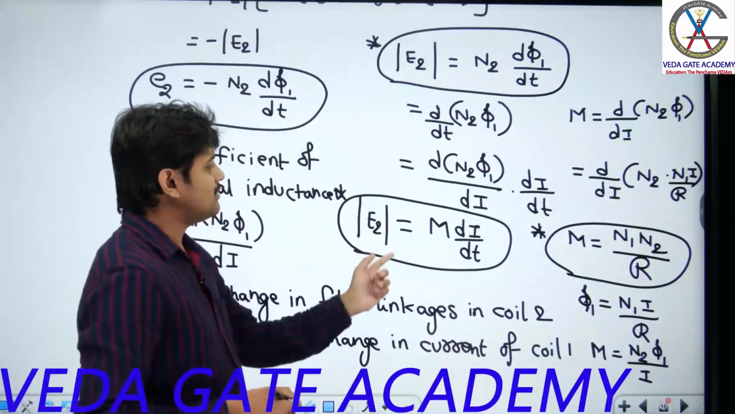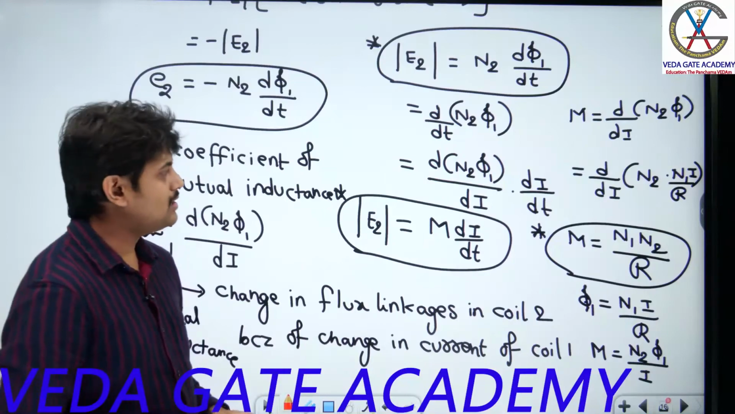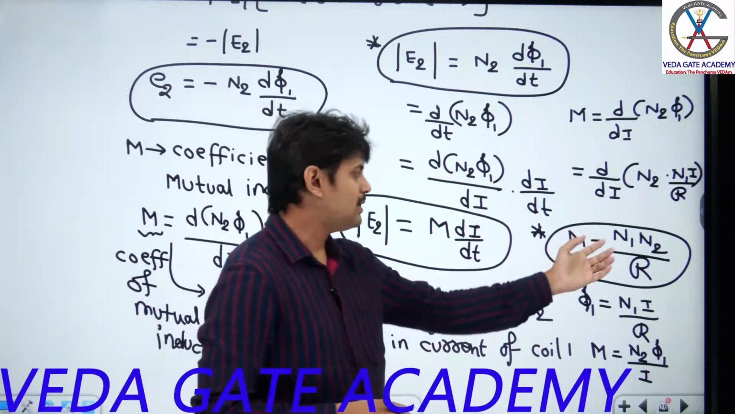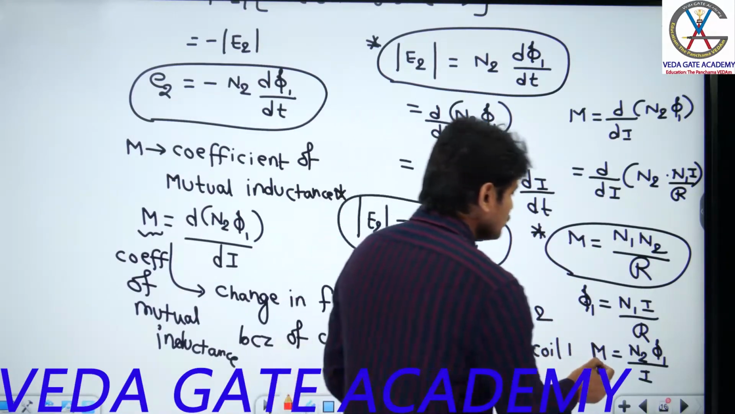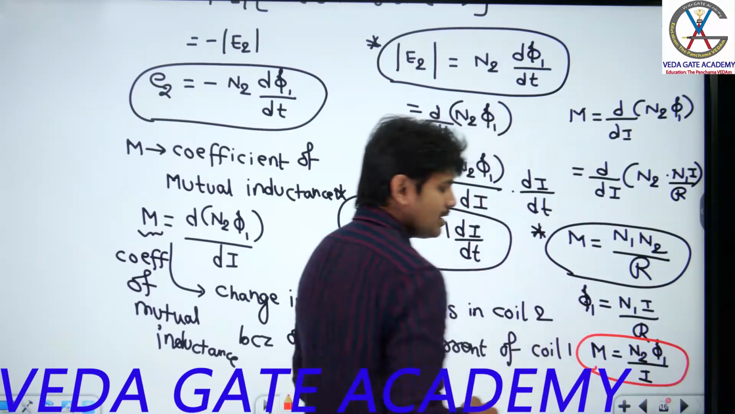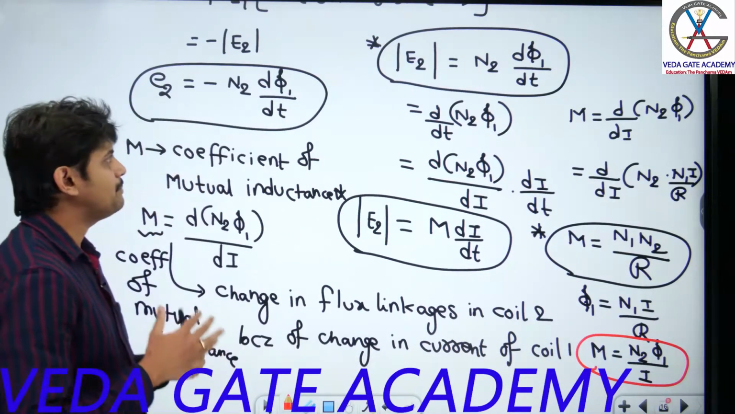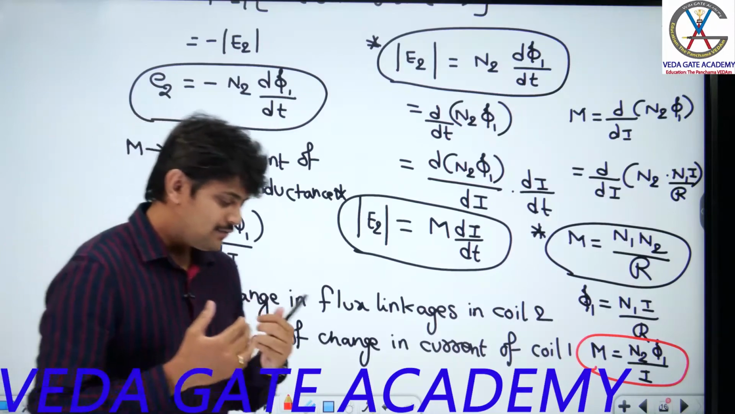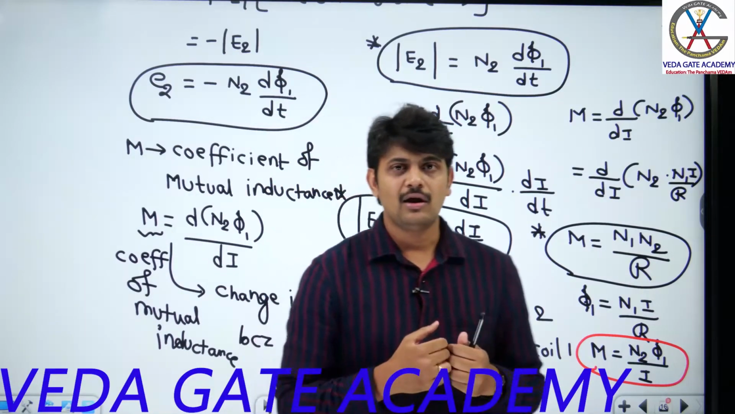Or if you know the current information, the formula becomes M dI by dt, and the formula for M is N1 N2 by R, or we can write it as N2 into phi1 divided by I. So this is a brief idea about the different kinds of EMFs according to Faraday's law.